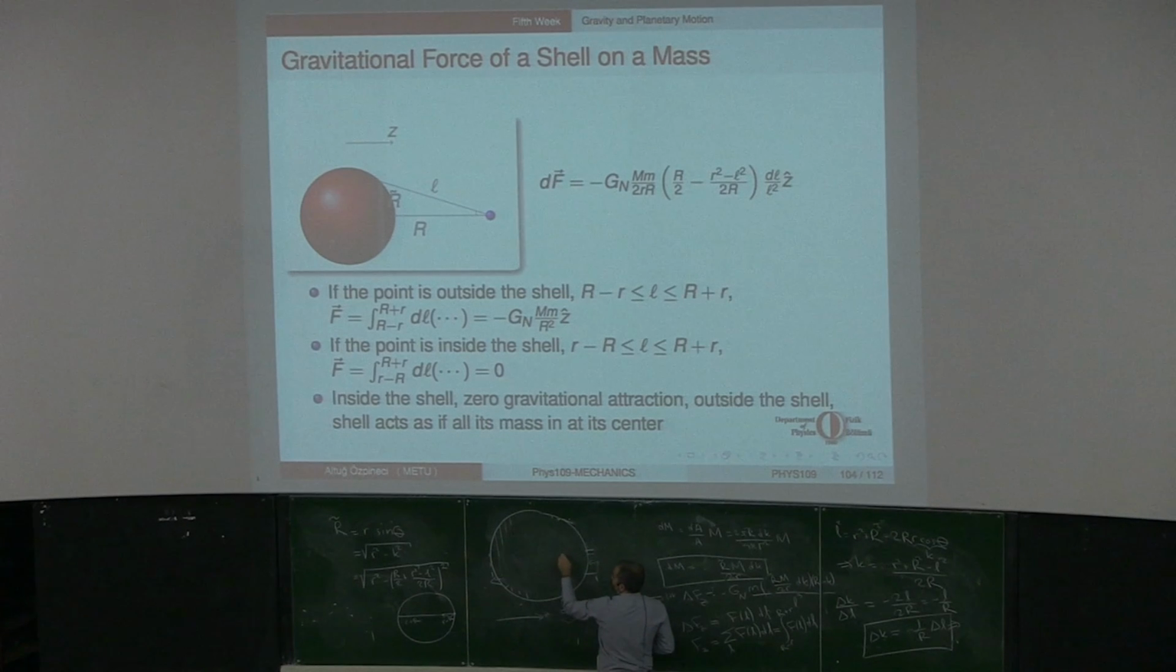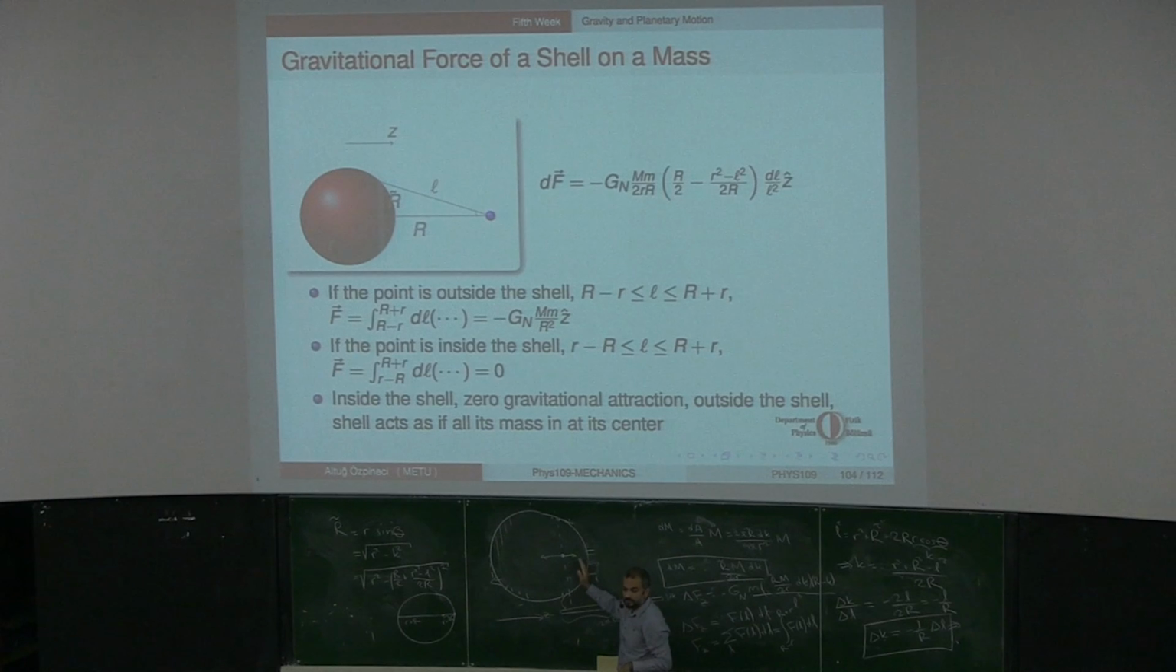If you are inside this ring, inside the sphere, you can imagine that you divide the sphere into two. This part of the masses, this part of the sphere, will create a force in this direction, and all the other parts of the sphere will create a force in the opposite direction.